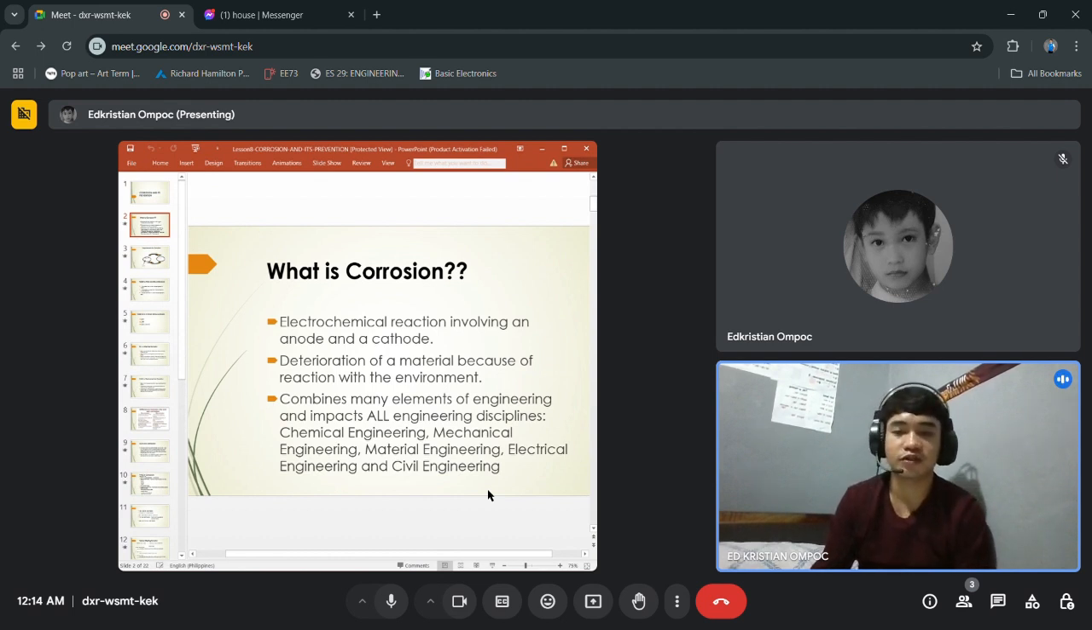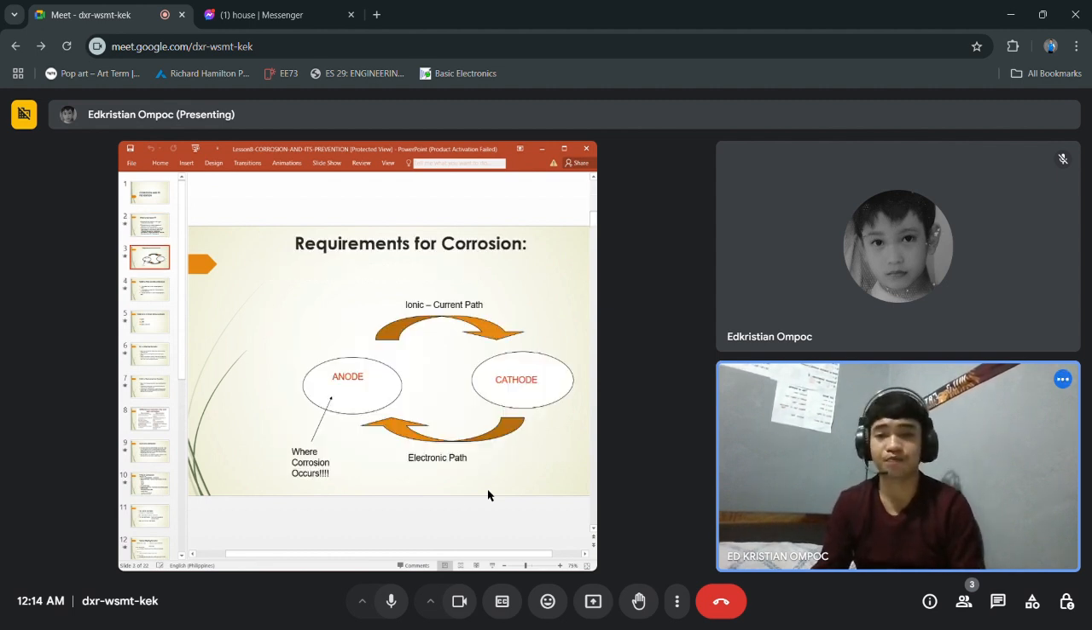Combines many elements of engineering and impacts all engineering disciplines: chemical engineering, mechanical engineering, material engineering, electrical engineering, and civil engineering. So requirements for corrosion. Ang requirements for corrosion natay anode and cathode. Sa kung giingon ganina nga electrochemical cell, dabay duha ka material. Ang isa nila kay anode and cathode. Ang anode diya gakahitabo ang oxidation. Sa cathode diya gakahitabo ang reduction.